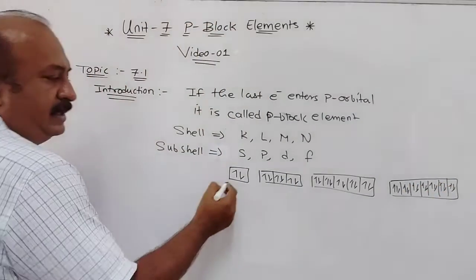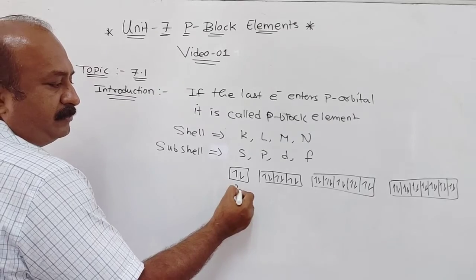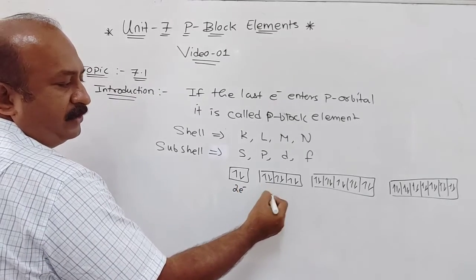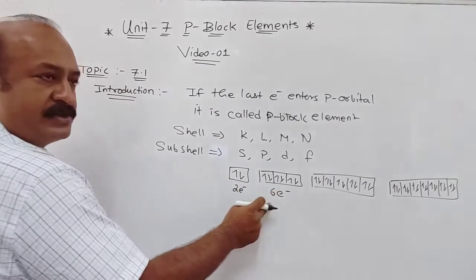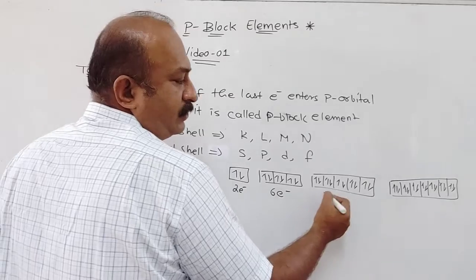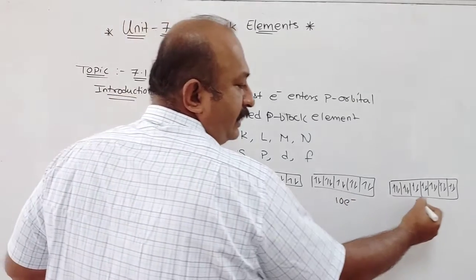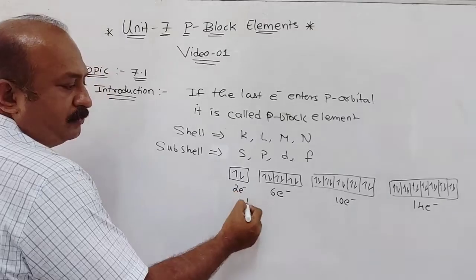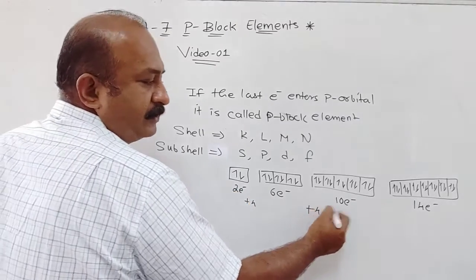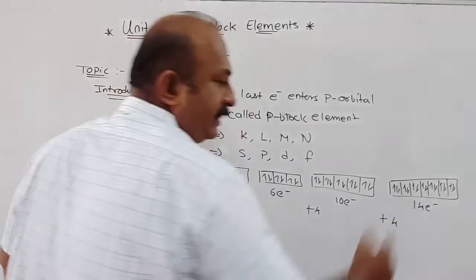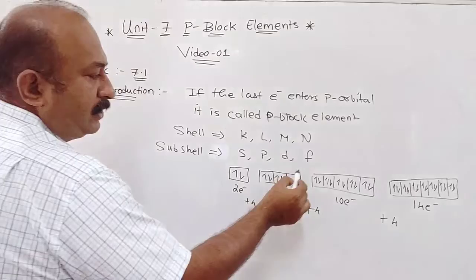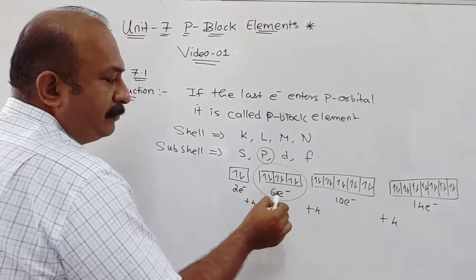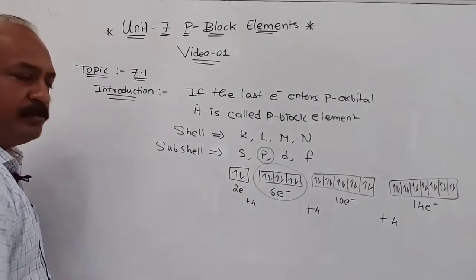If you see, there is only one orbital here, maximum 2 electrons. Here 3 orbitals, maximum 6 electrons can be accommodated. Here a total of 10 electrons, and here 14 electrons can be accommodated. So if you see, 2 plus 4 is 6, 6 plus 4 is 10, and 10 plus 4 is 14. Understood?